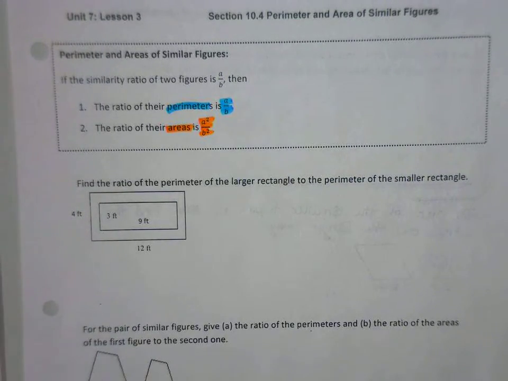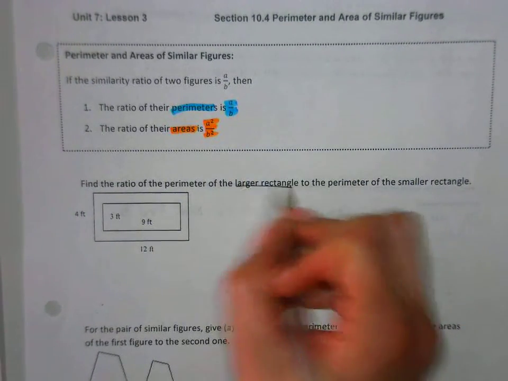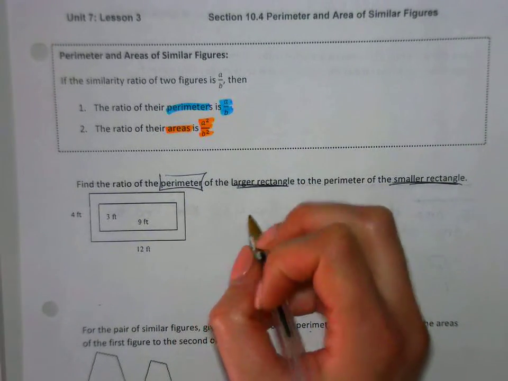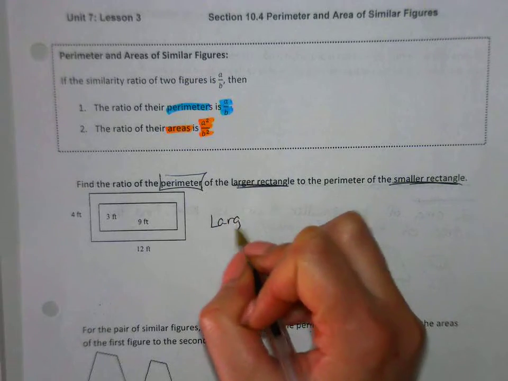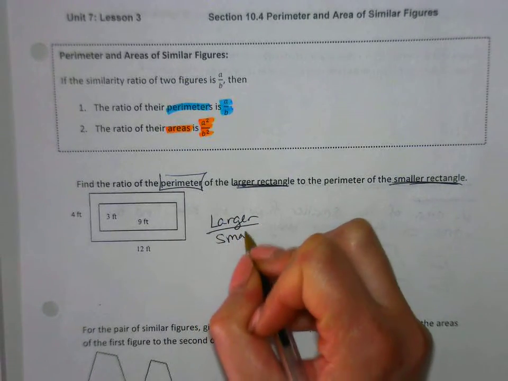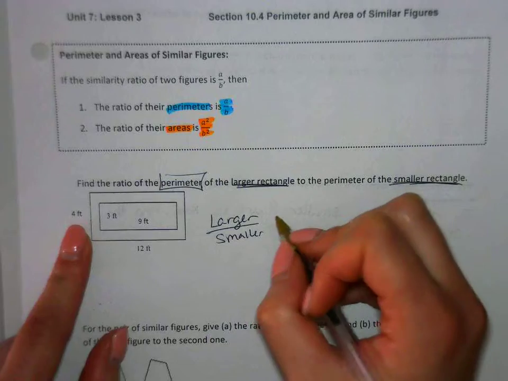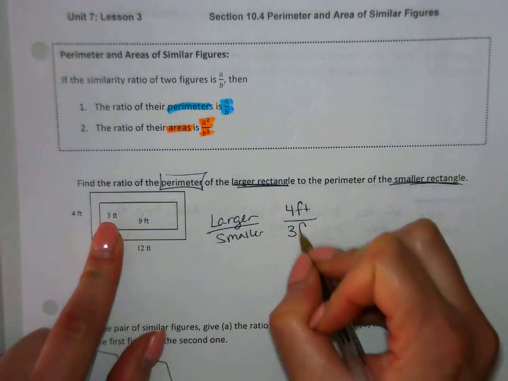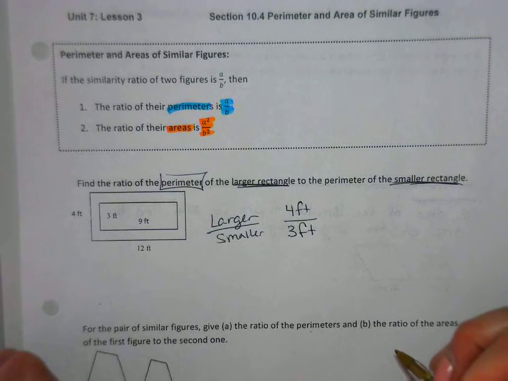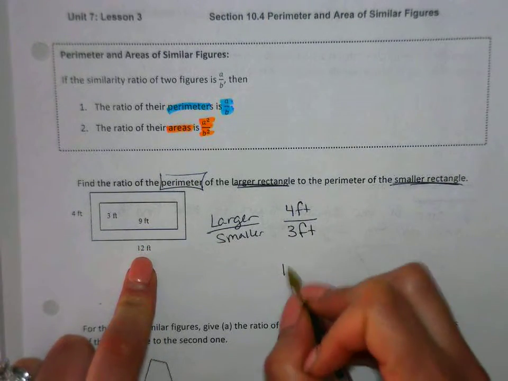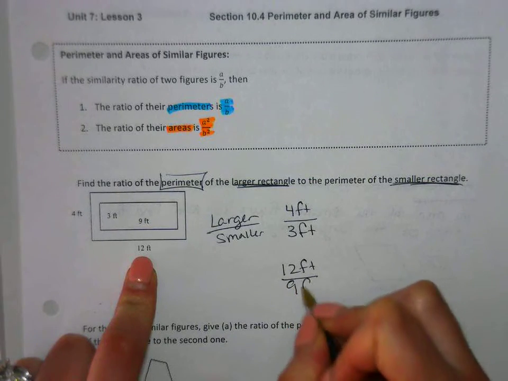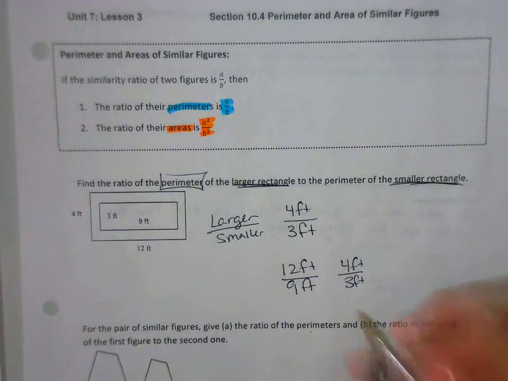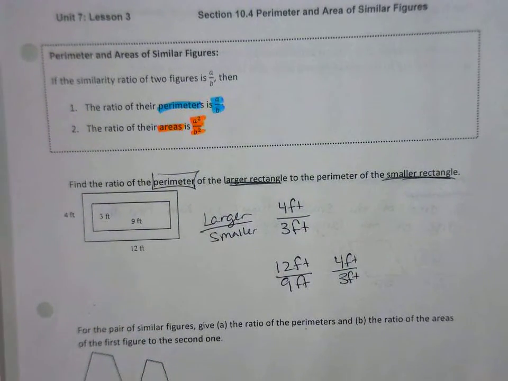So let's find the ratio of the perimeter of the larger rectangle to the smaller rectangle, and we're looking at perimeter. So if we're looking at the larger over the smaller, we have the larger is 4 feet when the smaller is 3 feet. We could have looked at 12 feet over 9 feet. And when we reduce, we end up with 4 feet divided by 3 feet.